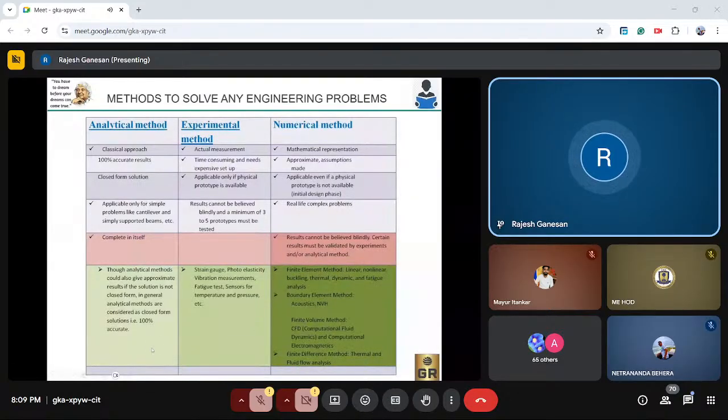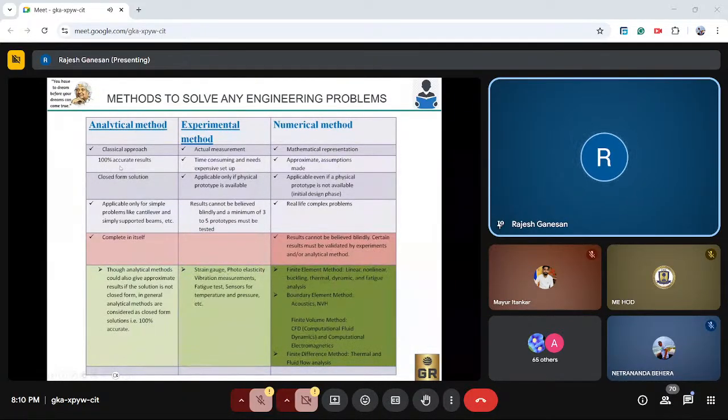Just for comparison, the analytical method is a very classical approach. The experimental method is an actual measurement. What is the difference? In the classical approach, I can design a component in Creo or SolidWorks or any other CAD software, put it into the FEA analysis tool, and get the result within a minute. That is the current approach being used right now in industries. In this we will get a 100% accurate result.